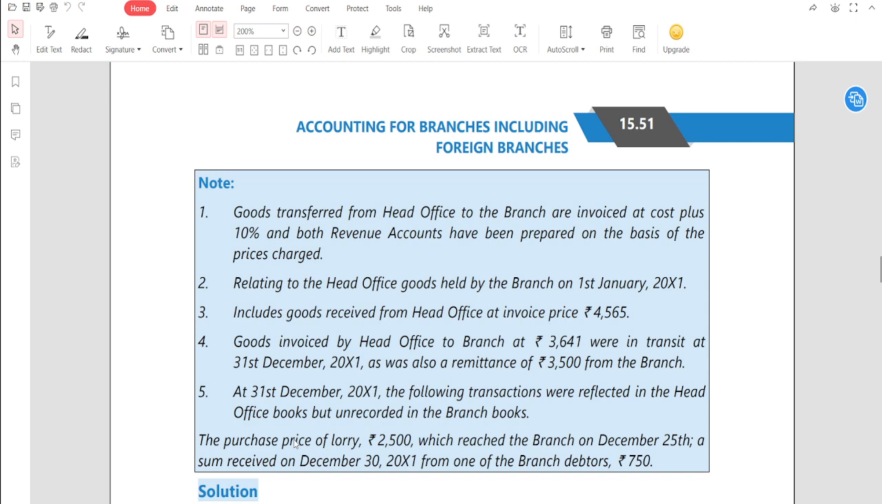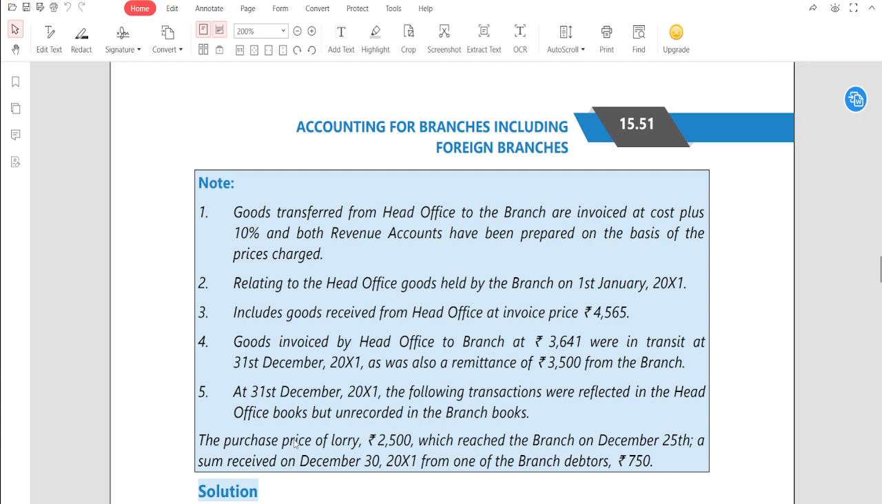Please try to focus. Understand. We have to find out the stock reserve with respect to the goods transferred from the HO and then we are going to record it in our books. Okay? Acha. Relating to the HO goods held by branch on 1st Jan 20X1 includes goods received from HO at invoice price 4565. Goods invoiced by HO to branch at 3641 were in transit at 31st December 20X1, as was also a remittance of 3500 from the branch.